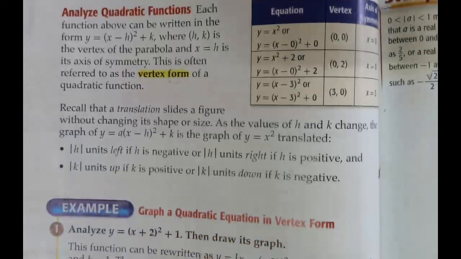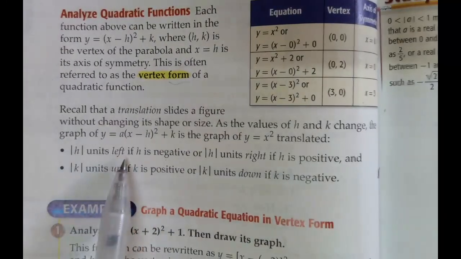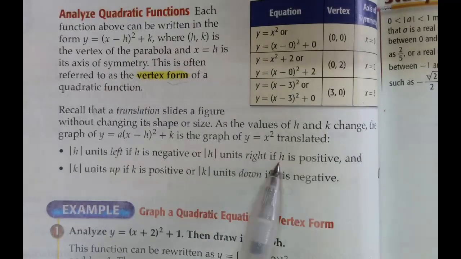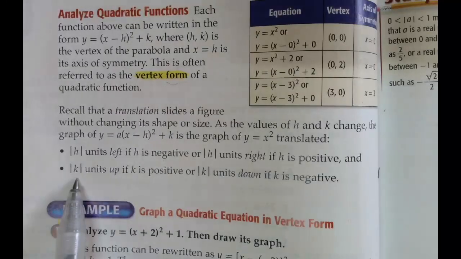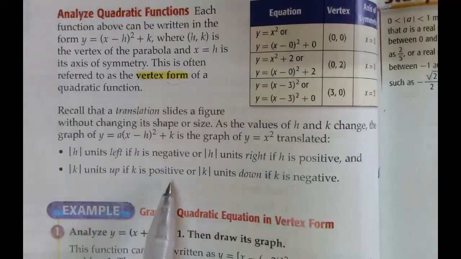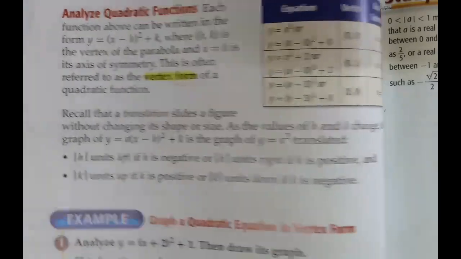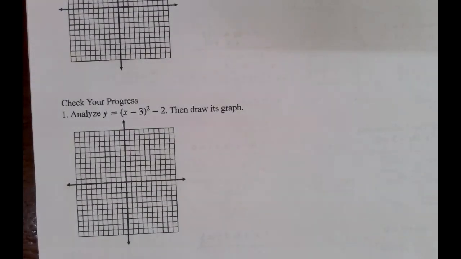What it does is that h moves our parent graph to the left if h is negative, and to the right if h is positive. And then k moves it up and down. So if k is positive, it's going to be up. If k is negative, it's going to move it down. So we're going to start off by graphing our quadratic equation in vertex form.